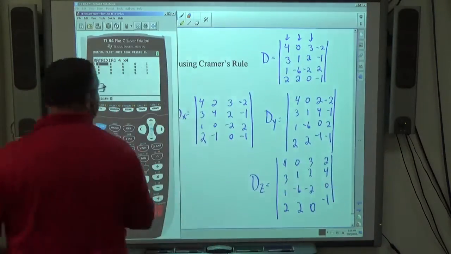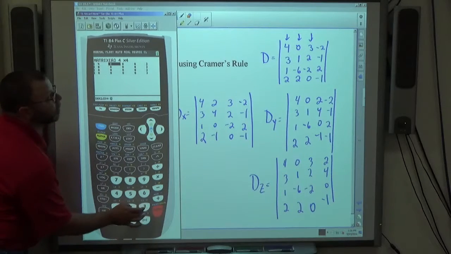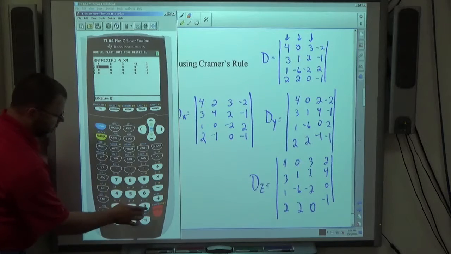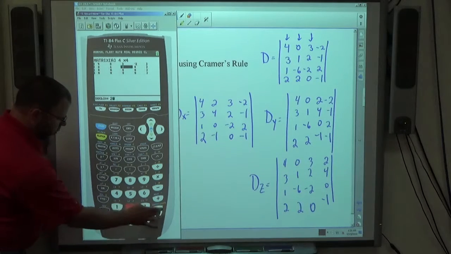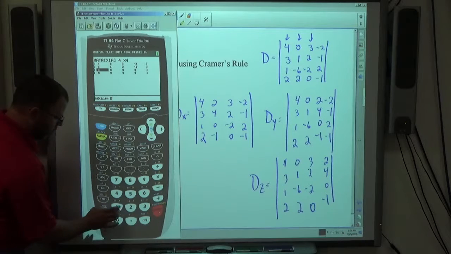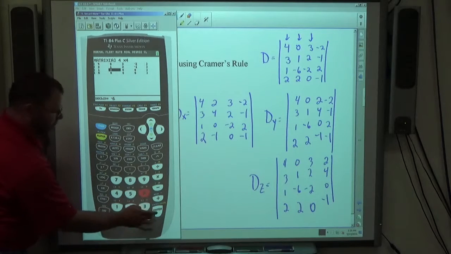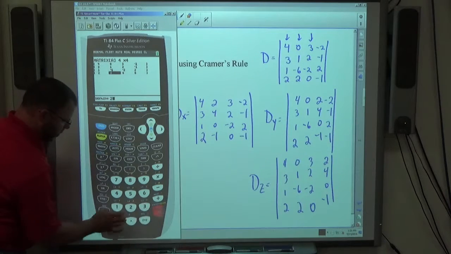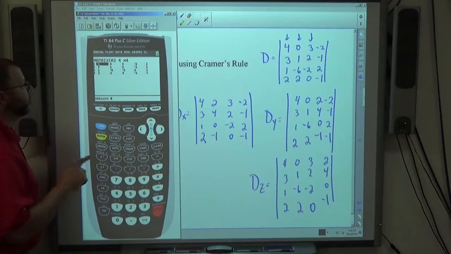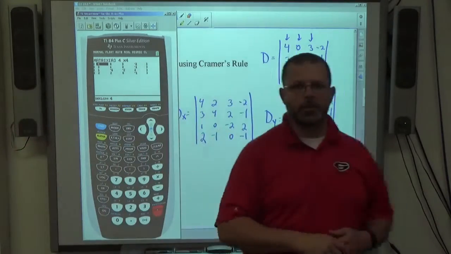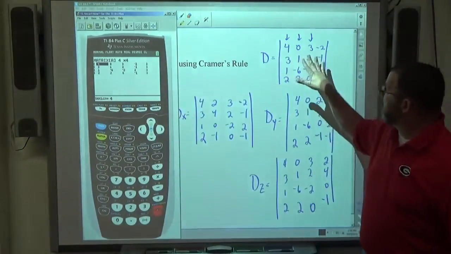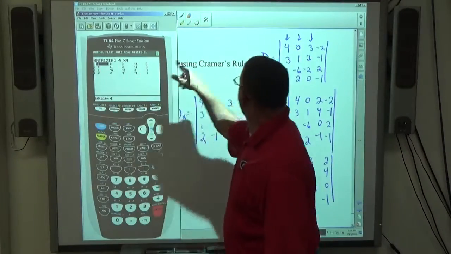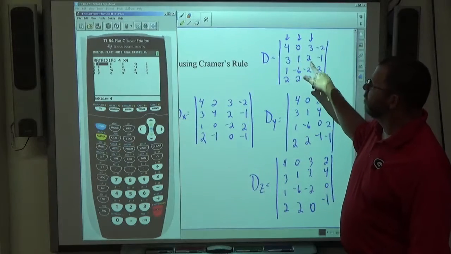So if I type these numbers in, 4, enter, 0, enter, 3, enter, negative 2, enter, then it jumps down, 3, 1, 2, negative 1, 1, negative 6, negative 2, 2, and 2, 2, 0, negative 1. Make sure you hit enter after each one. It jumps back up to the top left spot. Verify that what you have typed in matches what's on your paper. So you can see the top row, 4, 0, 3, negative 2 matches. 3, 1, 2, negative 1 matches.